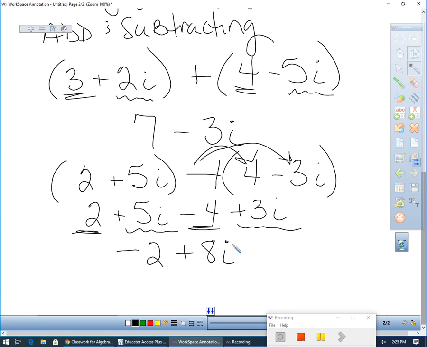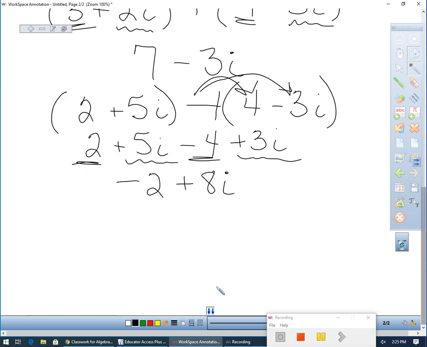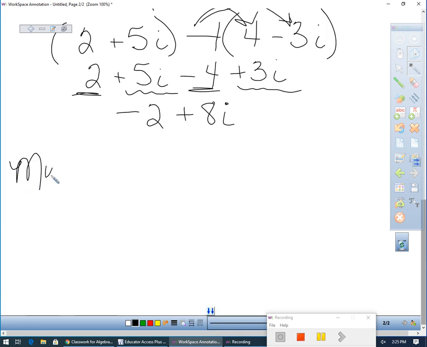Let's talk about multiplying. Alright, we're going to start. This is where it starts to get a little bit more fun. Not quite as boring.